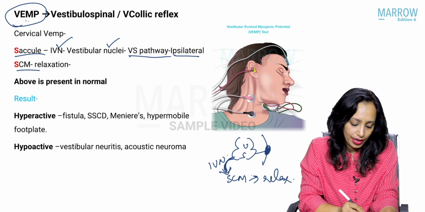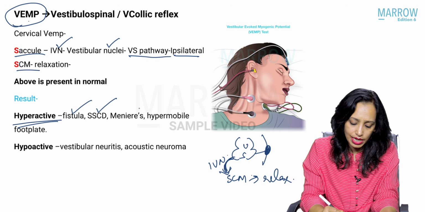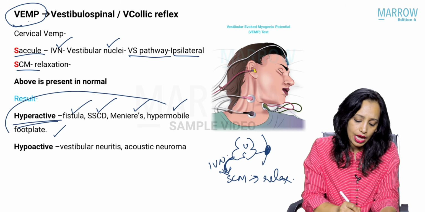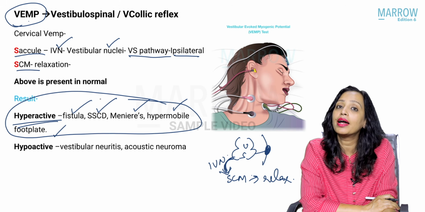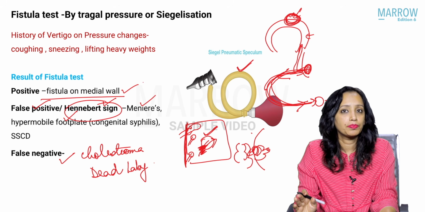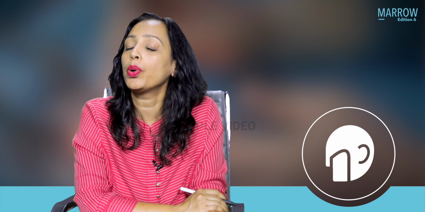So a hyperactive response means fistula, superior semicircular canal dehiscence, Meniere's disease, hypermobile footplate. In all these cases, we are getting a positive VEMP, and we are also getting a positive fistula test or Hennebert sign. So those are the high-yielding points that we need to know in the vestibular function tests.